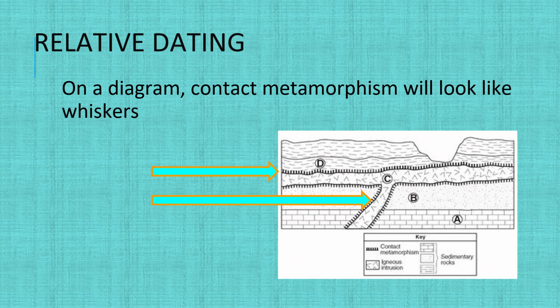So when we put that in a diagram, like this one here, we're going to look at some of these in your classwork today. You will have contact metamorphism identified by these little hashes or whiskers around all of the edges. So in this layer C here, if that was an extrusion, there would only be contact metamorphism along the sides as it's coming through layers B and A and along the bottom. But because there is contact metamorphism on the top as well, we know it was an intrusion.